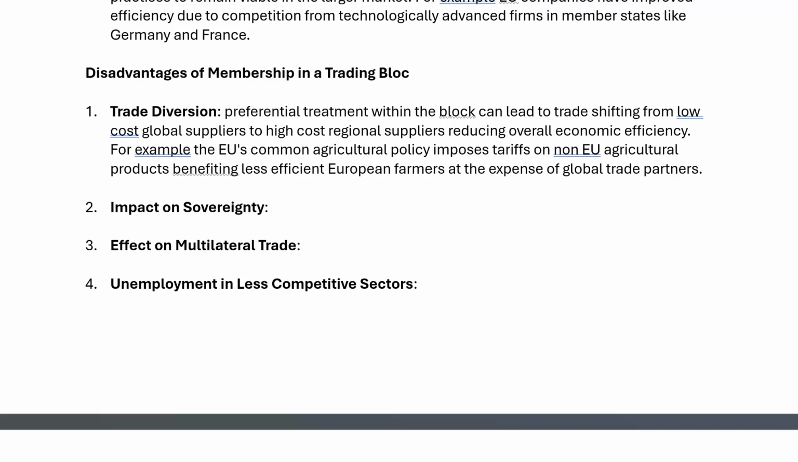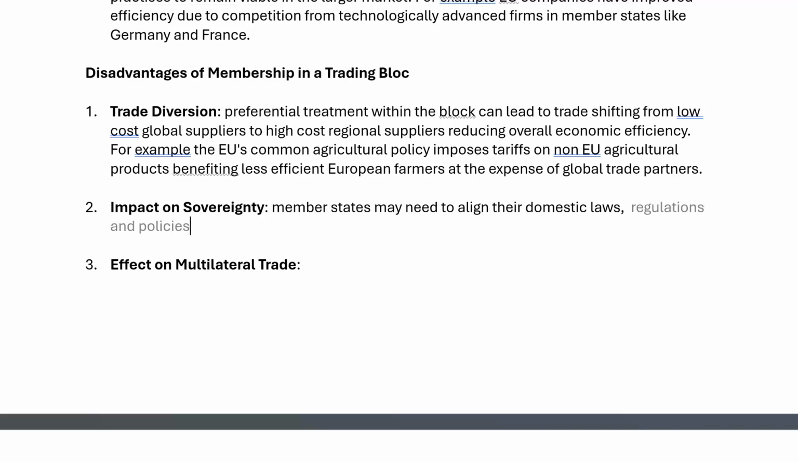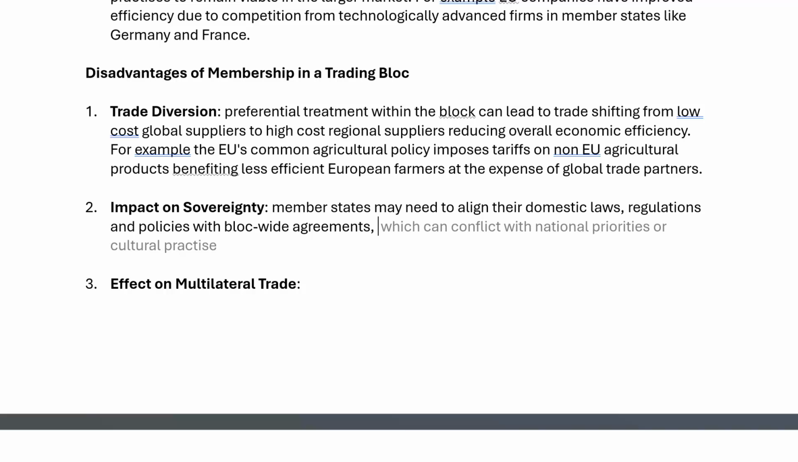The second one is this idea of impact on sovereignty. Member states may need to align their domestic laws, regulations, and policies with bloc-wide agreements, which can conflict with national priorities or cultural practices. For example, EU rules on fiscal discipline limit the ability of member states to manage their own budget deficits.